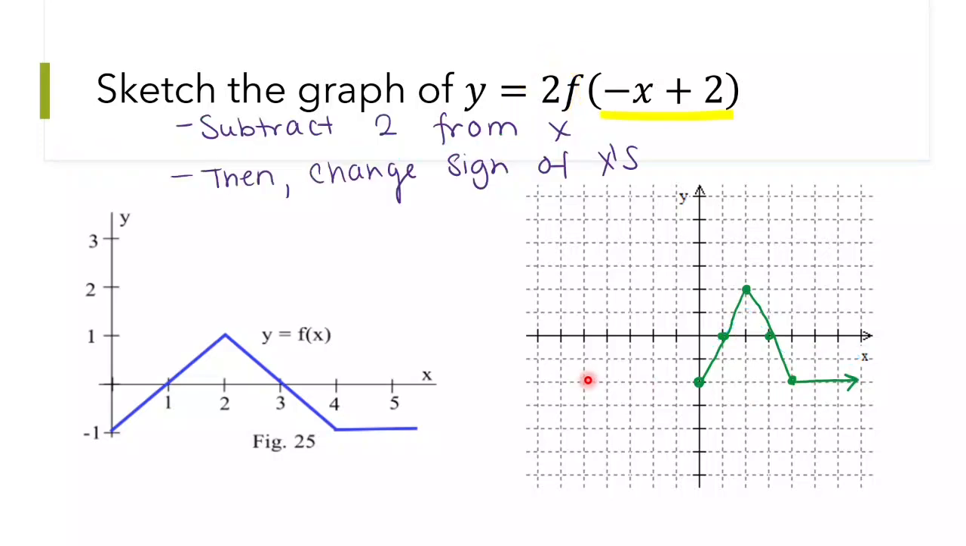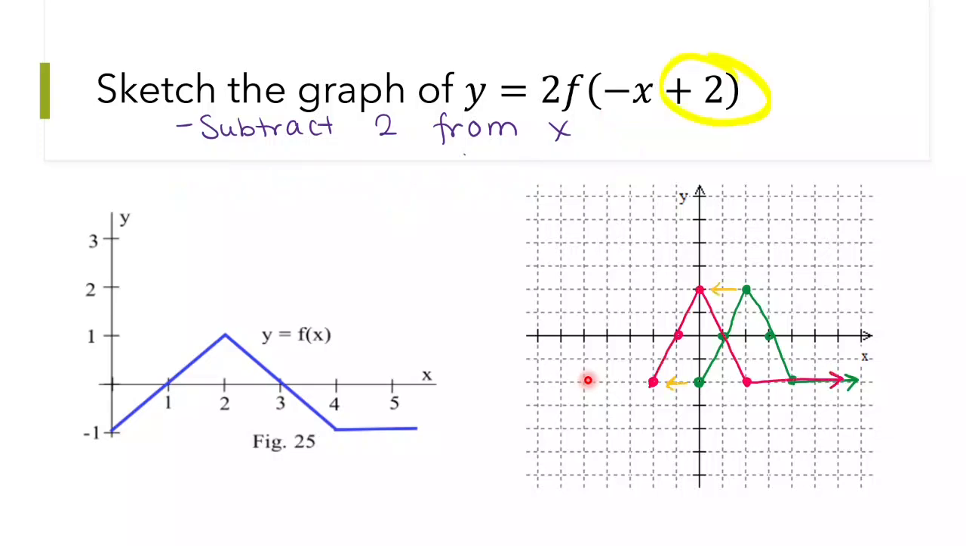Now I have 2 different input transformations, the negative sign and the +2. When we have multiple input transformations, we have to do the shifts first. So I'm going to deal with the +2 first. With input transformations, we always do the opposite. It says +2. So I'm going to subtract 2 from all my x values. That's going to take the graph and shift it to the left 2 units. After I do the shift, I'm going to deal with the negative, which is going to change the sign of those x's.